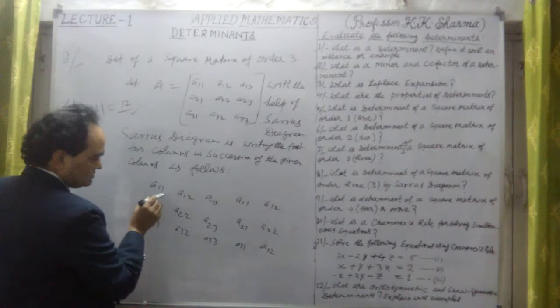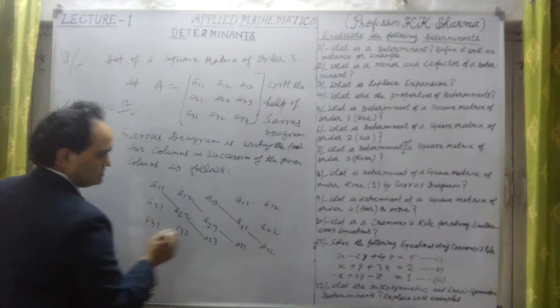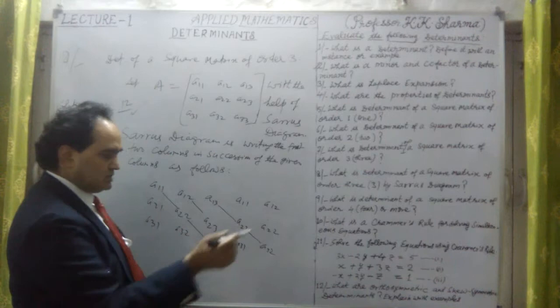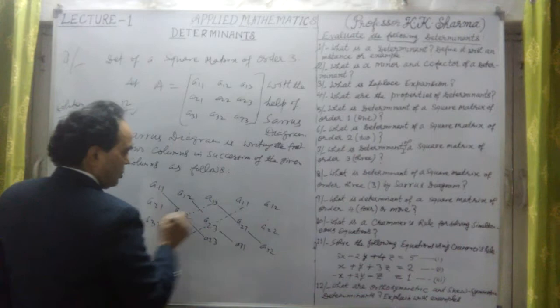What do we do now? We multiply the diagonal values. This is the main diagonal. Multiply them. And this diagonal is also there. The third diagonal is this. Only three diagonals are formed, with three values each. Then we multiply the other diagonal values. This is the first non-diagonal, this is the second, and this is the third one.